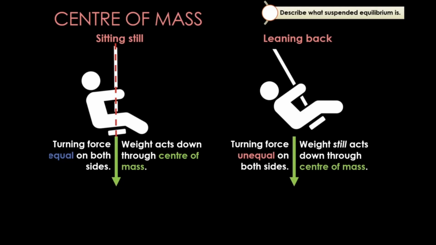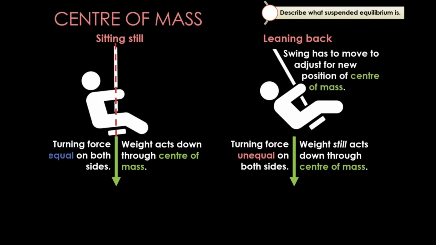When you lie back like this, the turning force on the left-hand side, so on the back of this person, is bigger than it is on the front. So you start to move around, in this case, anti-clockwise. The bottom of the swing will move forwards. When you then lean forwards again, the bottom of the swing will move backwards, and that's how you can get yourself starting to move. The swing has to move to adjust to your new center of mass position.